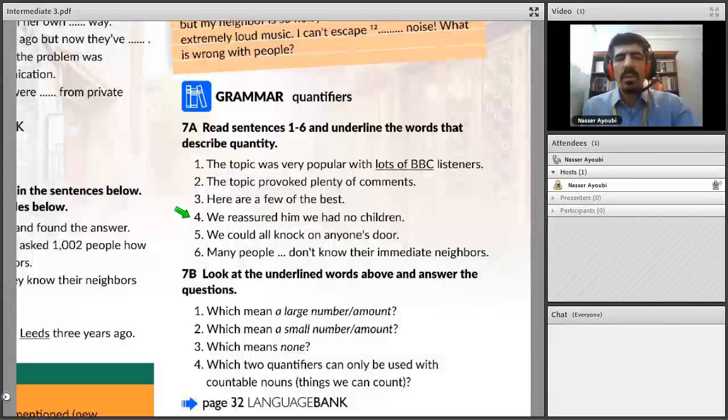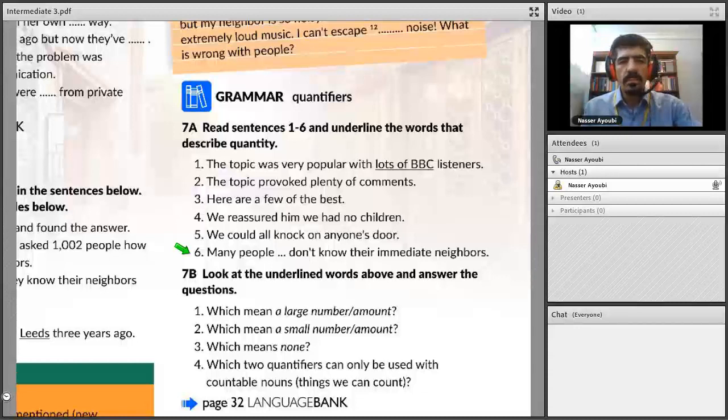4. We reassured him we had no children. No is the quantifier here. Number 5. We could all knock on everyone's door. All is the quantifier. All of us. Number 6. Many people don't know their immediate neighbors. In this one, many is the quantifier.